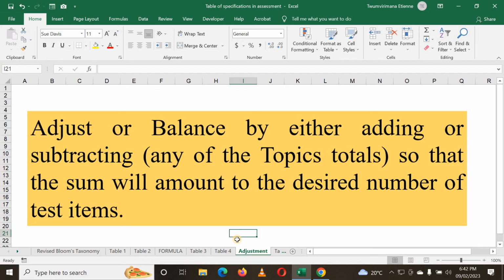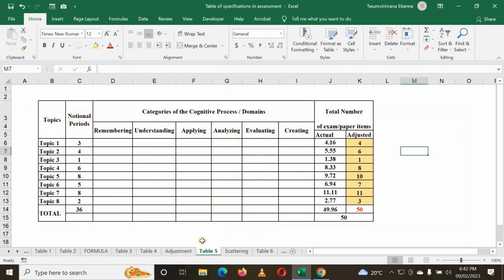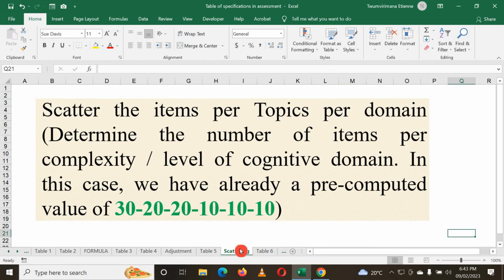You just refer to the number of questions you are supposed to put in your paper. Let me go to the next table. Table number 5. Here you see I have adjusted. Here I put 6, but I can just keep 5 and here put 2 if I want. Because this topic has only one question, I can just think of adding one question instead of putting the question here. This is adjustment. You have seen now I have adjusted everything. Now the total here is 50, which is equal to the number of questions I need to put in my paper. Now, let me go next.